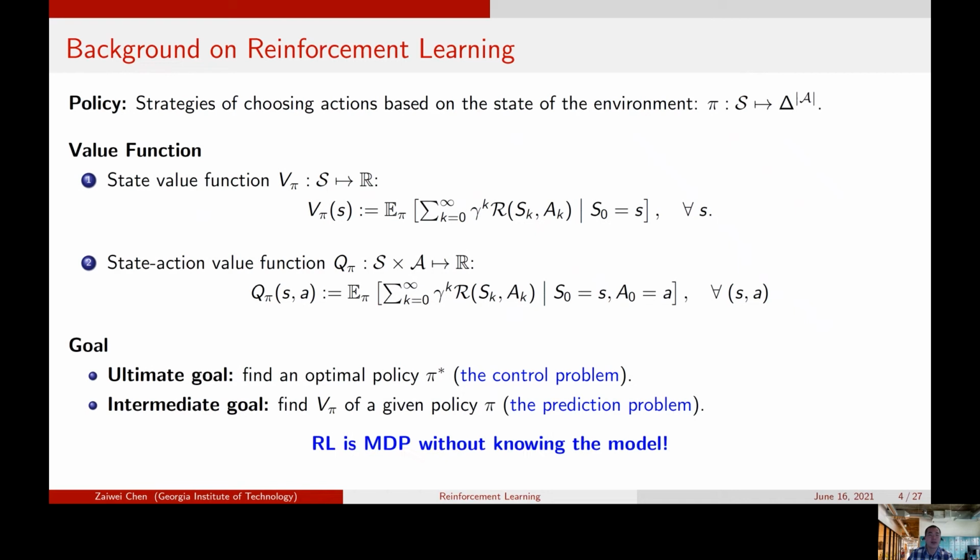There's one thing to emphasize: the reinforcement learning problem is essentially an MDP, but the underlying transition probabilities and the reward function are unknown to the agent.